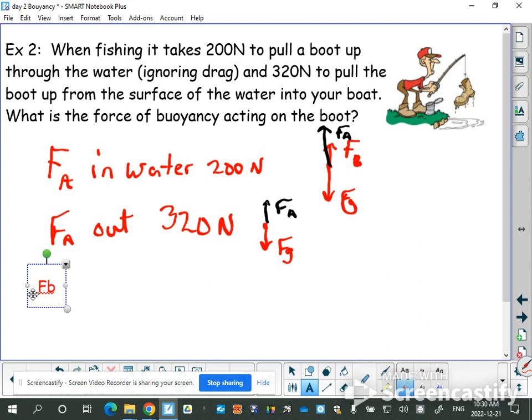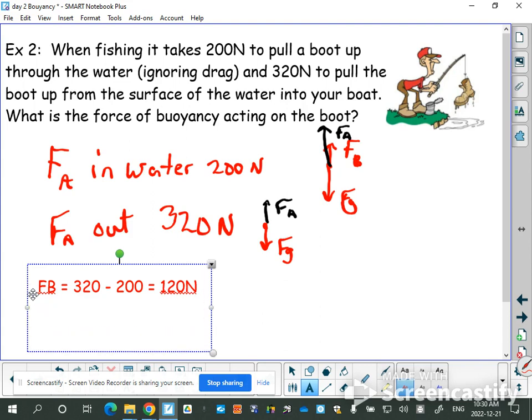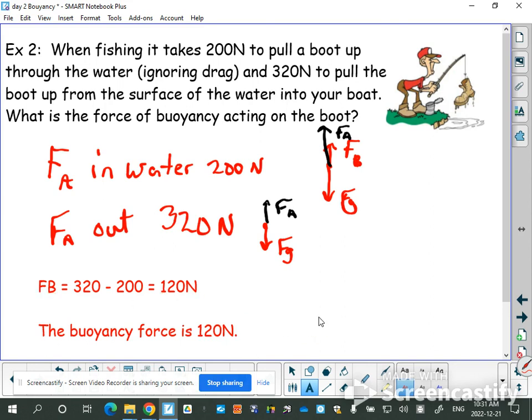So that means my buoyancy force would be equal to just taking my one out of the water, 320 newtons, subtracting the force I need while it's in the water, and it shows me how much the buoyancy is helping me. So the buoyancy force will just be 120 newtons. The difference between me lifting it with the help of the buoyancy force versus without the help of the buoyancy force. Now there's other things I can do as well.